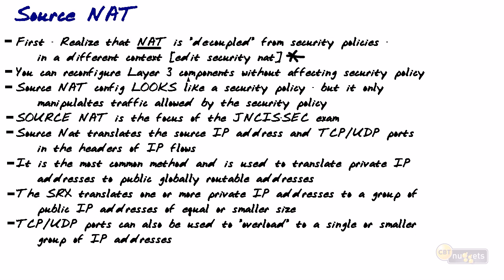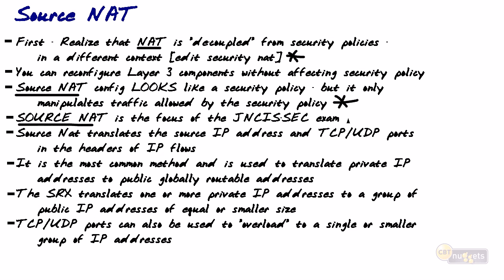Now, even though when we look at our actual configuration, source NAT will look like the security policy, same kind of structure and nomenclature, remember, you're only manipulating traffic. You're only translating traffic that's allowed by the security policy. So source NAT is actually going to happen after the routing lookup, after the security policy. And by the way, like I said, source NAT is the focus of the JNCIS security exam. Anything beyond that really gets into the next level.